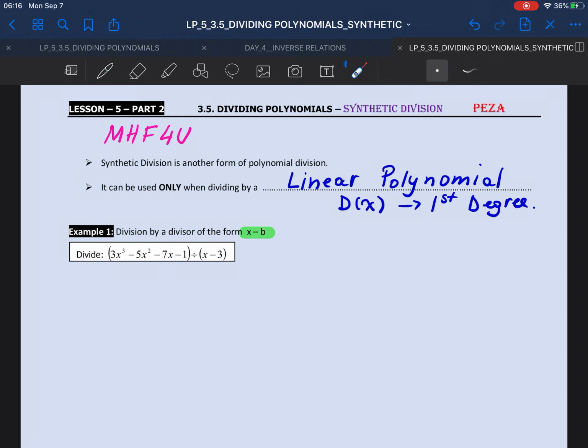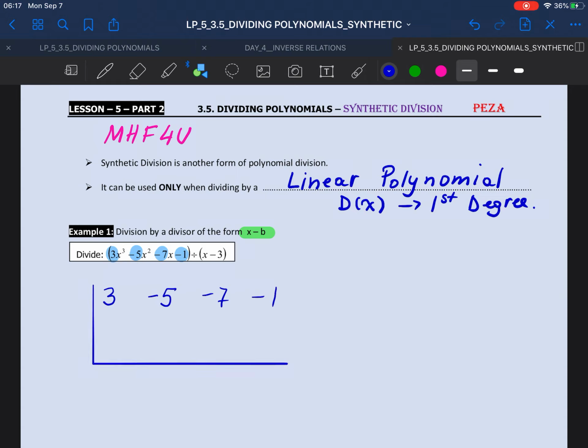Now, needless to say, just like in any polynomial division, we want the terms listed from highest to lowest degree. So we're using the coefficients 3, -5, -7, and -1 from the dividend. And we'll write them all down. So here goes 3, -5, -7, -1, and I would space them out a little bit to give myself a bit of room. And the next thing you want to do is draw a nice half rectangle, just like this.